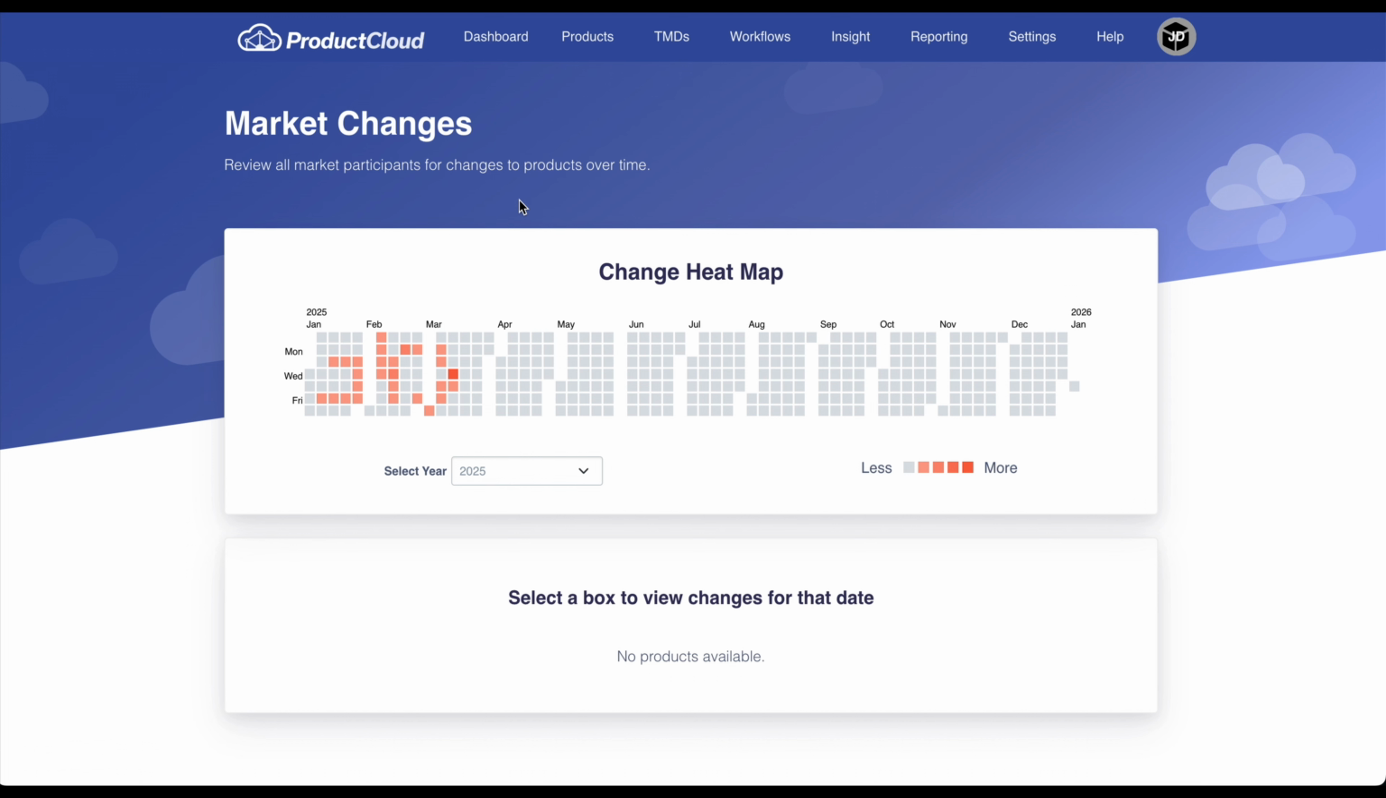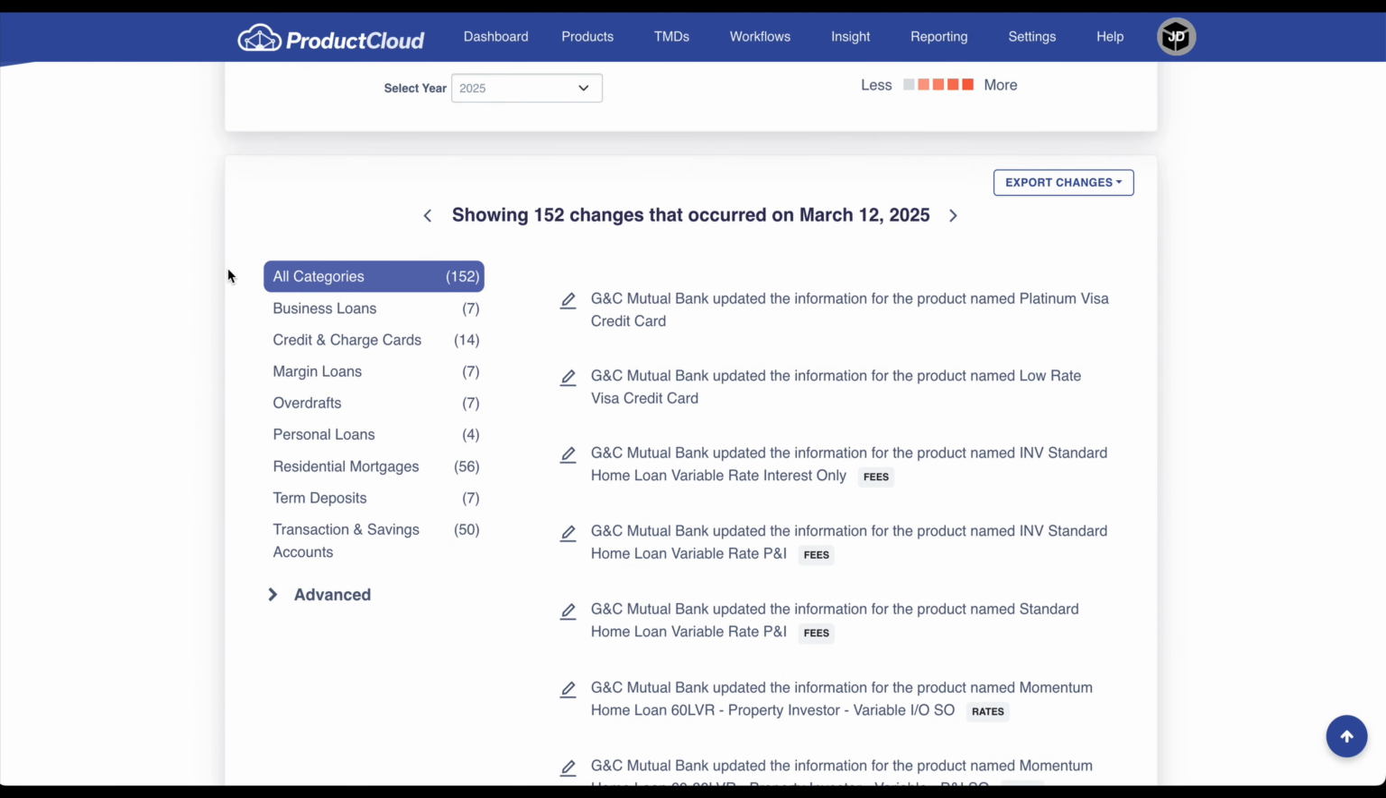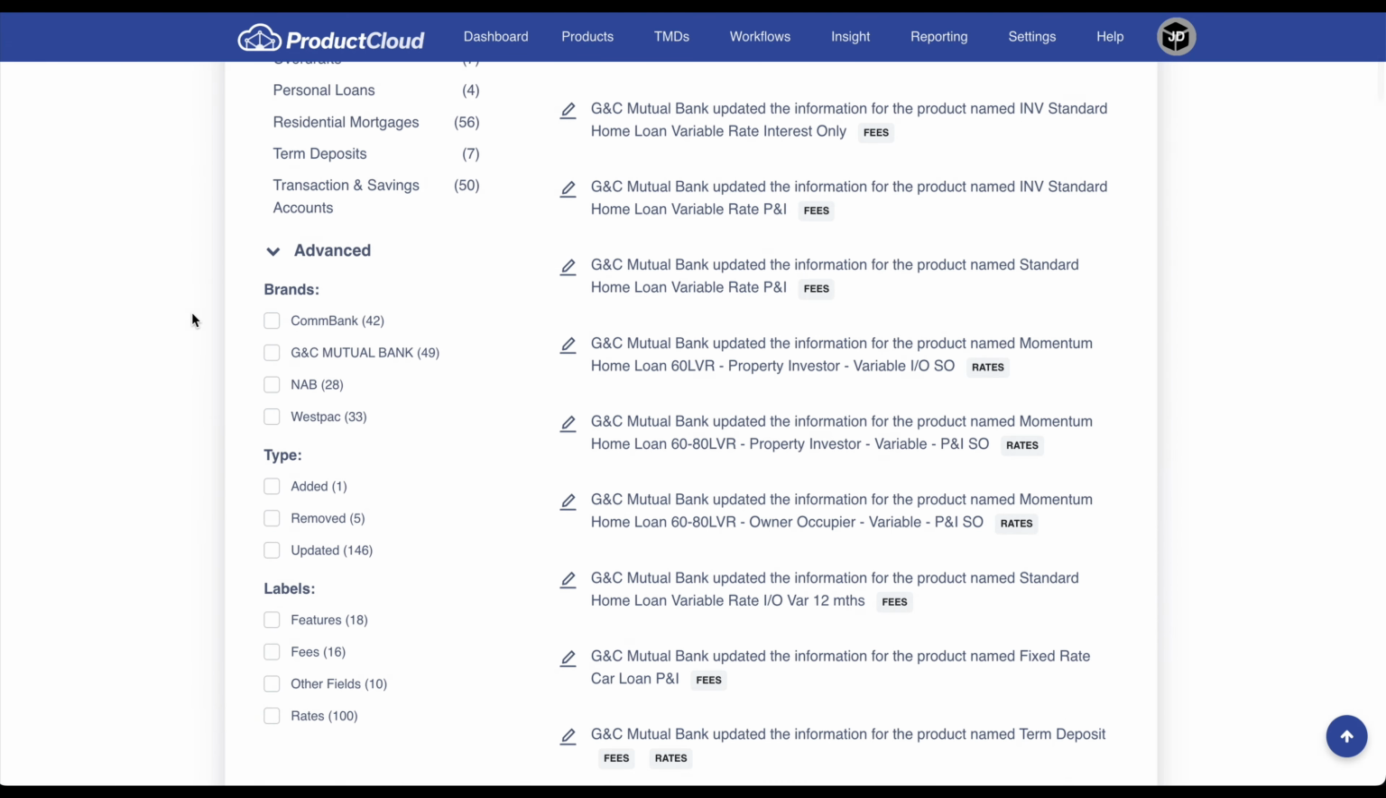So we've also got this market changes page, which is pretty similar to the market notifications, except instead of looking at a few banks specifically and being notified about those changes via email, you can come in, use this as a bit more of a sandbox to have a look at the broader market as a whole. So if we have a look at March 12, was a pretty busy day. You can see that there was 152 total changes.